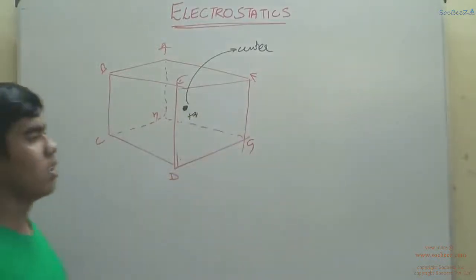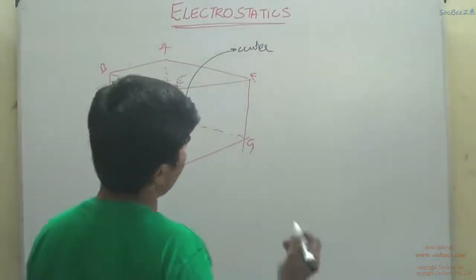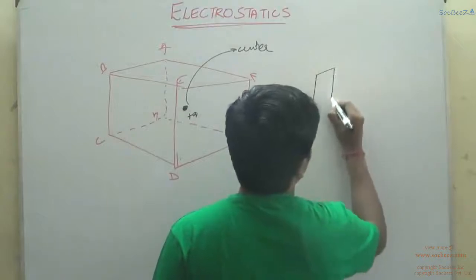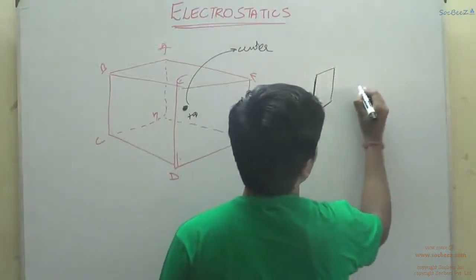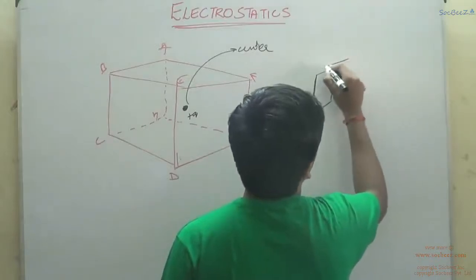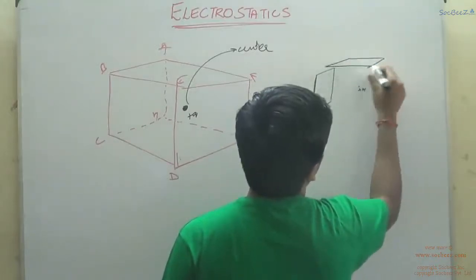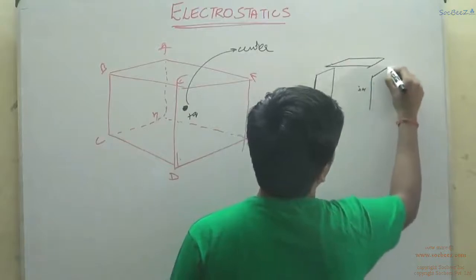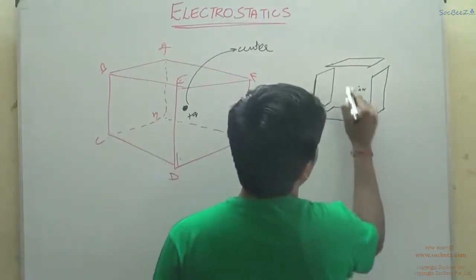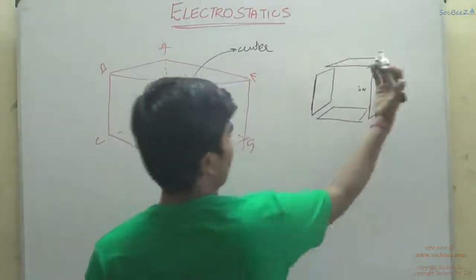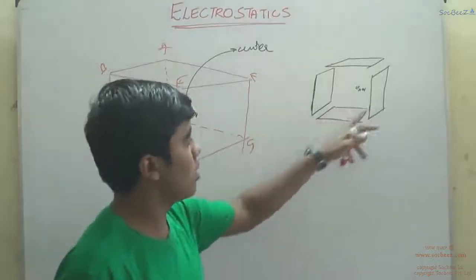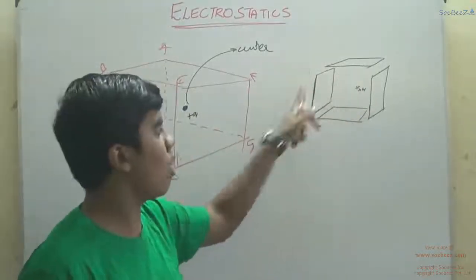So what do we say? See, if we think about it in a different way, there is also one face here and there is also one face back. If we keenly observe, we find that this charge is placed in a symmetrical way with respect to all the faces.